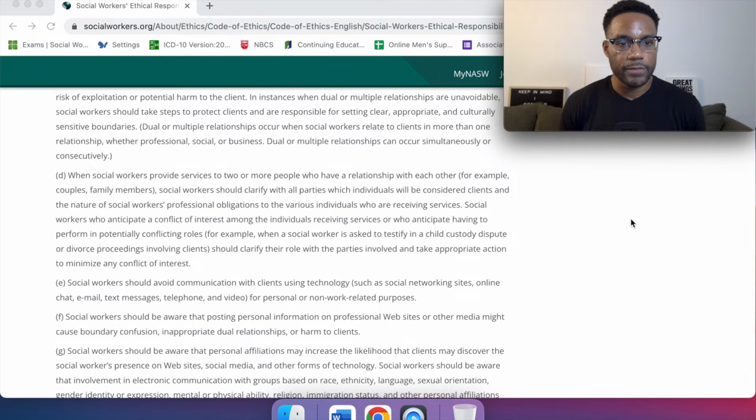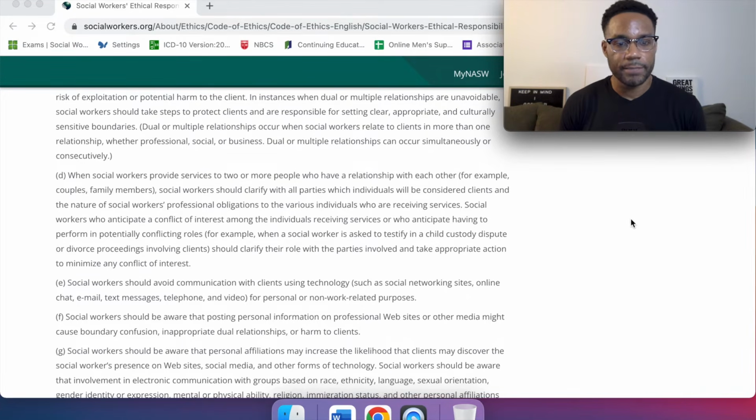D, When social workers provide services to two or more people who have a relationship with each other, for example, couples, family members, social workers should clarify with all parties which individuals will be considered clients and the nature of the social worker's professional obligations to the various individuals who are receiving services. Why? Because as professionals, we have a certain obligation to the client. So we want to clarify who is the client, because how we interact with our client versus other people is going to be different.